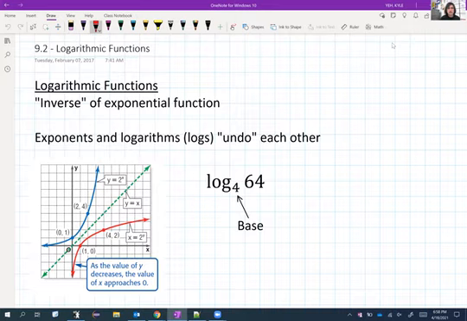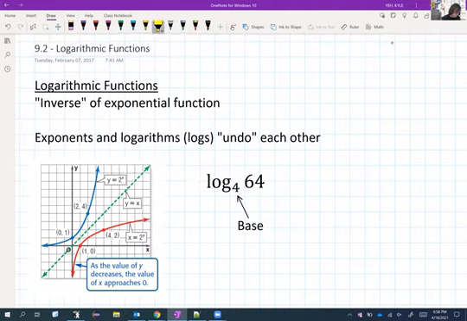In 9.1, we talked a lot about exponential functions. Logarithms and exponentials are somewhat inverses of each other. If you look at this graph down here on the screen, you can see that just like we talked about inverses back in chapter 7, their graphs are reflected over the identity function, over that y equals x function.